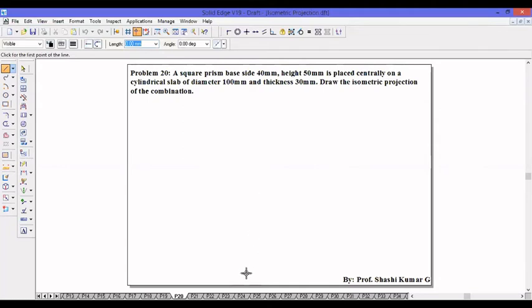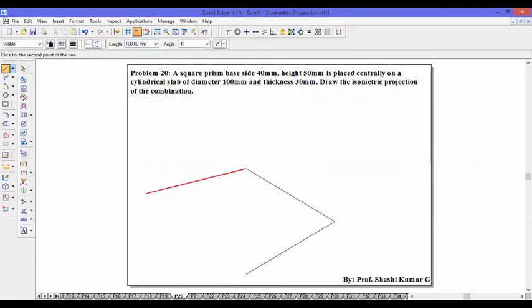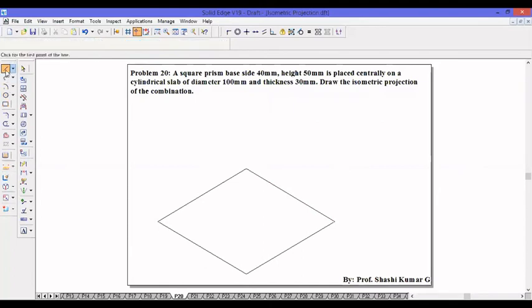So let us consider a cylindrical slab 100 mm length, 100 30 degrees, 100 150, 100 minus 150 and 100 minus 30. Actually we need to take 100 mm here. So this is 100 minus 150 and 100 minus 30. This is a cylindrical slab, so we need to construct an ellipse using the midpoint method. Join the corner to the opposite midpoint. Join the corner to the opposite midpoint.